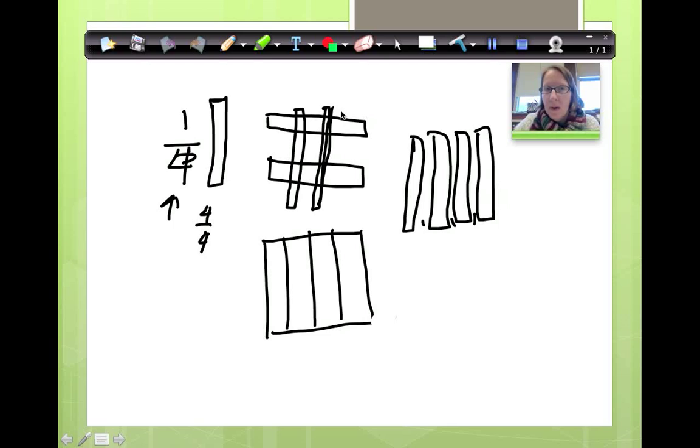This one has some overlaps. See right here? There's an overlap right there. Not good enough. This one has space. Not good enough. This is not a correct picture. If I see this, I'm going to have to mark it wrong. If I see this, I have to mark it wrong. If I see this, and it has the correct number as the whole, I'm a happy teacher.